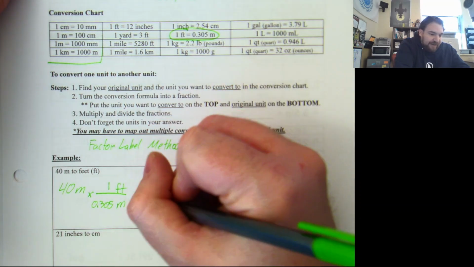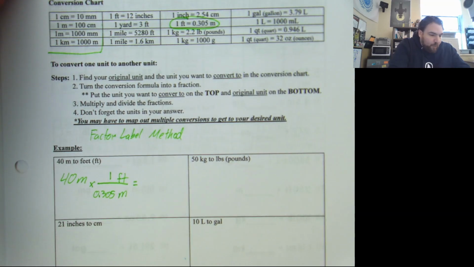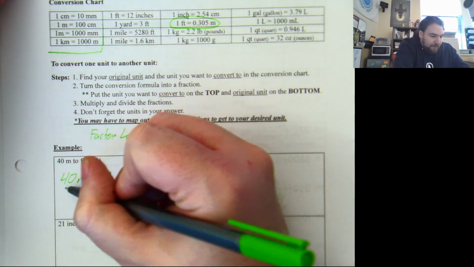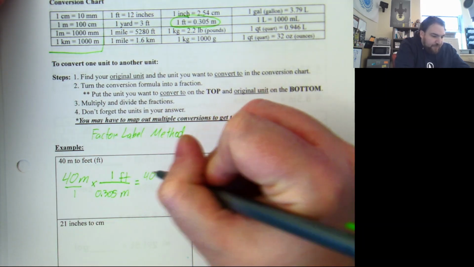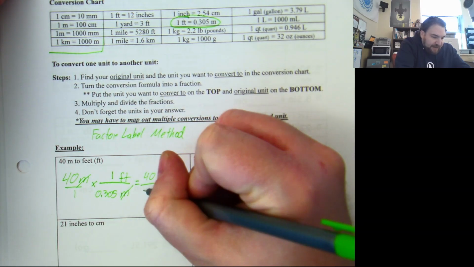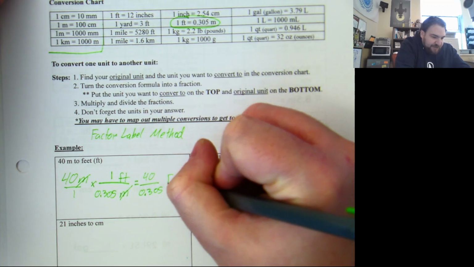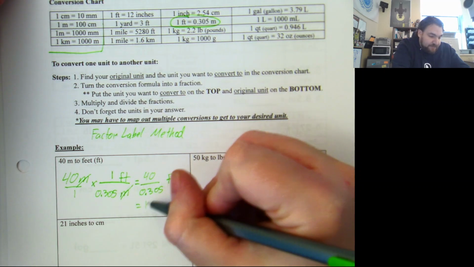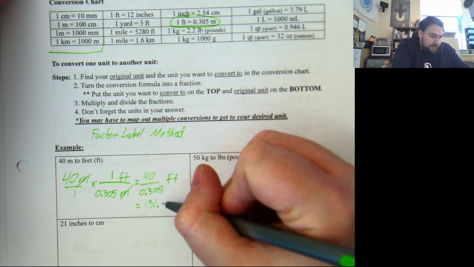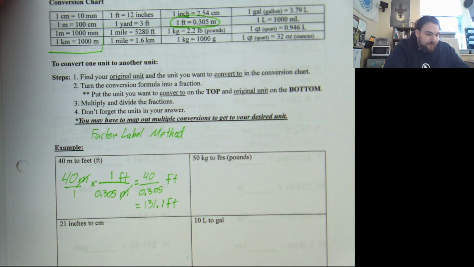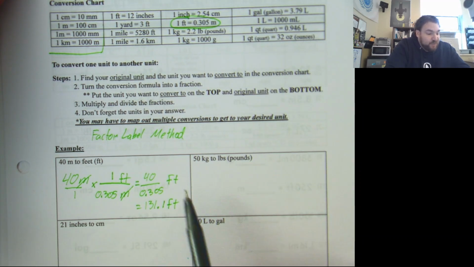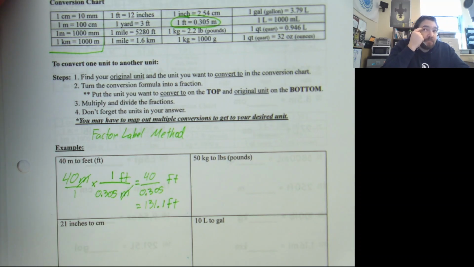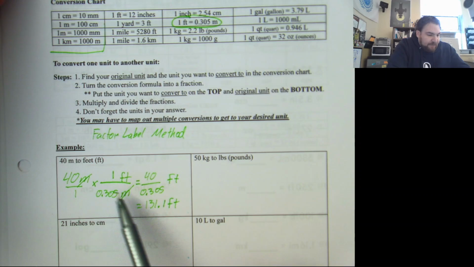Lucas, I'd like you to get your calculator handy. We're going to multiply across the top, we're going to multiply across the bottom, and so what we're going to get here is 40, the meters are going to cancel, divided by 0.305, which is going to be in feet. Lucas, what is 40 divided by 0.305? 131.1. Thank you. So 40 meters is 131.1 feet. And so we've used the factor label method to cancel out the units we don't want to give us the units we do.